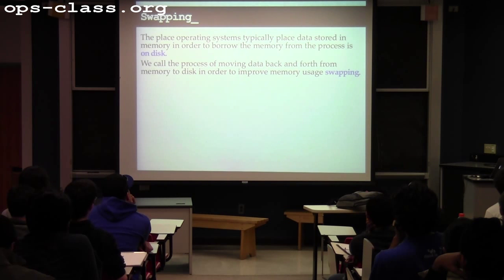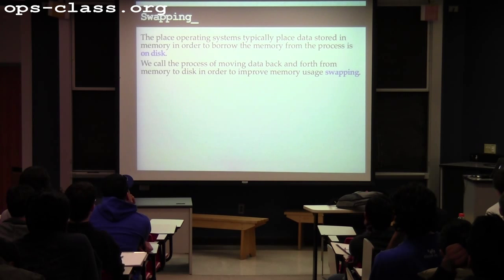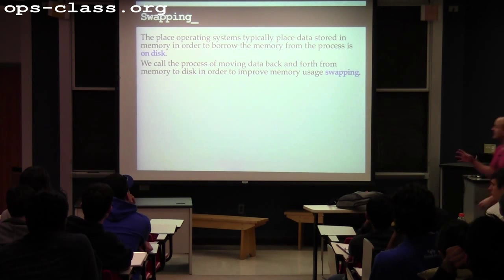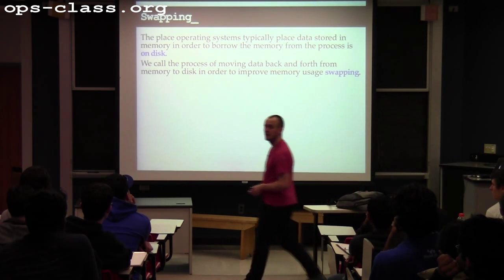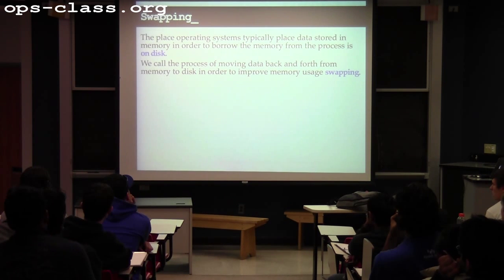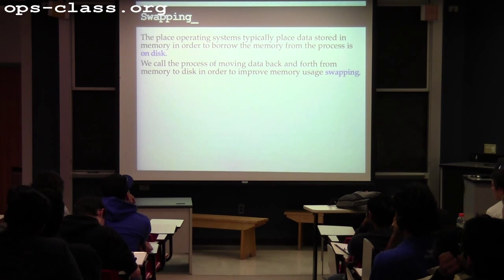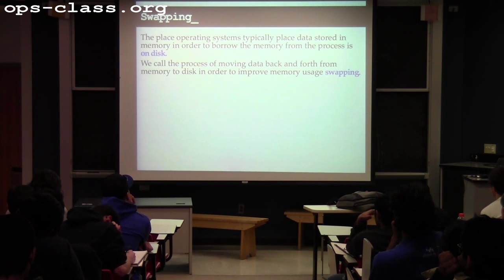So the term we use for this is swapping, right? And essentially what this means is taking some of the disk space and using it to store the contents of memory in order to use that memory for some other purpose, right? So when I run out of memory, I can start to borrow memory from processes, move the contents of that memory to disk, and then I have available memory that I can use for some other purpose, right? To satisfy usually a new allocation, right?